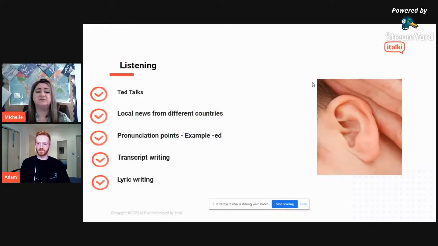TED Talks are good. They do have captions, which are nice, but they're not always 100% accurate. So it's difficult for the students sometimes to go back and find certain spots because the words may not be right. So I let them know that. For me, it looks like it's about 85 to 90% correct. Another thing you can do is local news from different countries or even local news from your own country, my country.